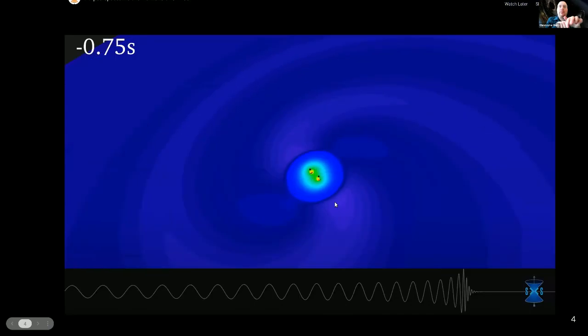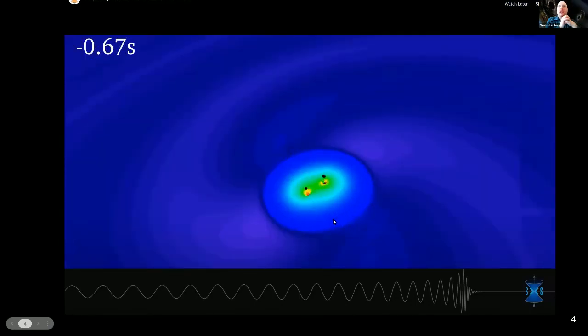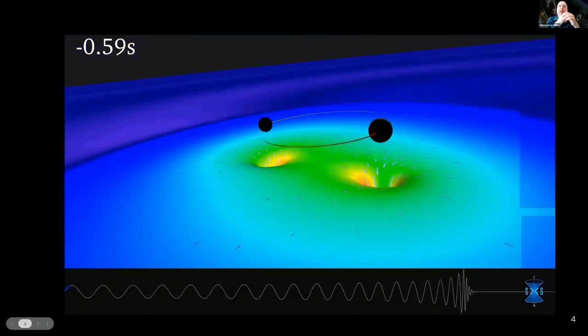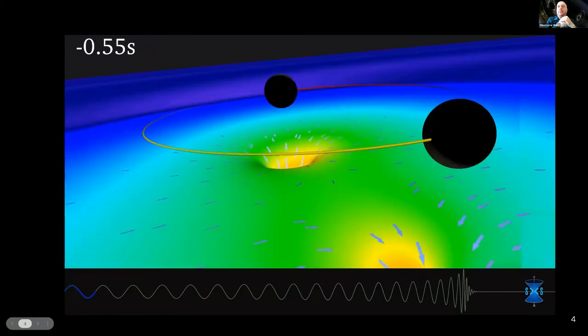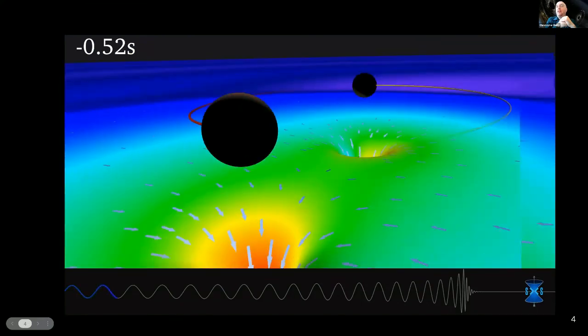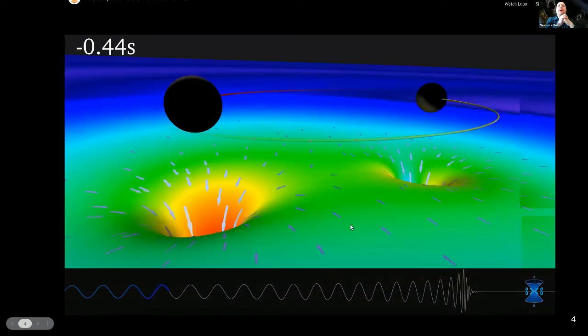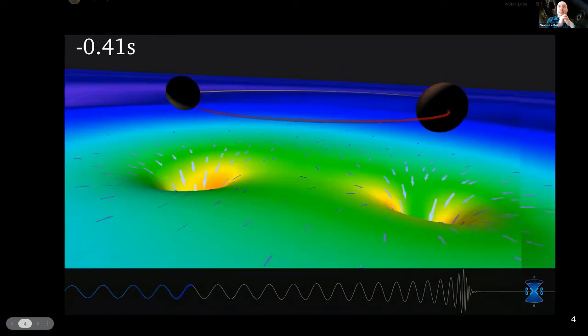Okay, so here's a visualization of the space-time, colored here. Redder colors mean highest curvatures. You can see the black holes orbiting around each other. As they orbit, they emit gravitational waves. You can see the ripples in the background, which represent these. These carry away energy and angular momentum.